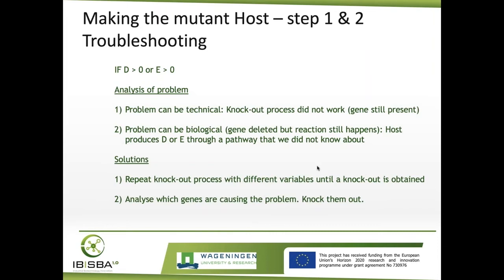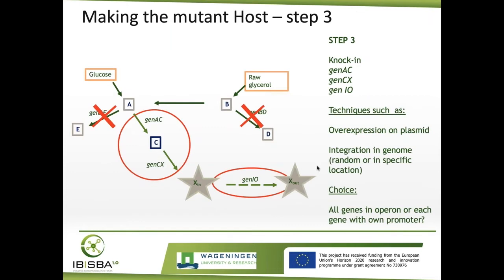So we need to go back to the design and analyze, for example, through all of the genome space and see: do we find any indications of genes that can carry out this function? And we need to do this iteratively until we get our process of doing the double knockout.